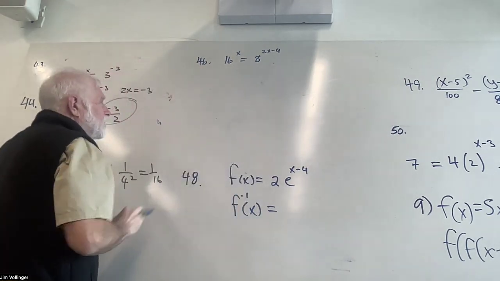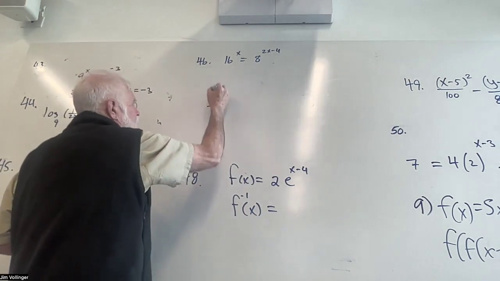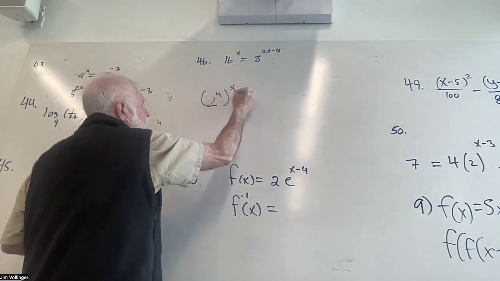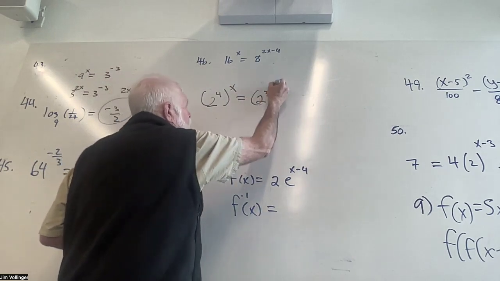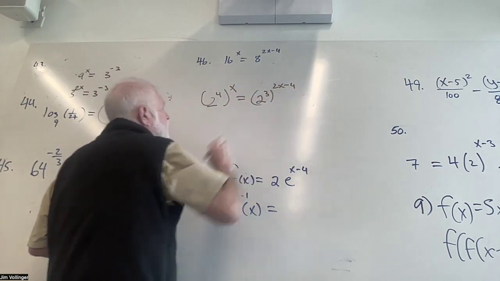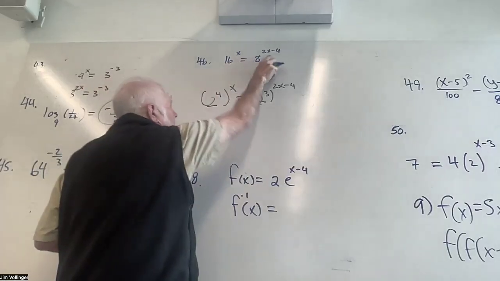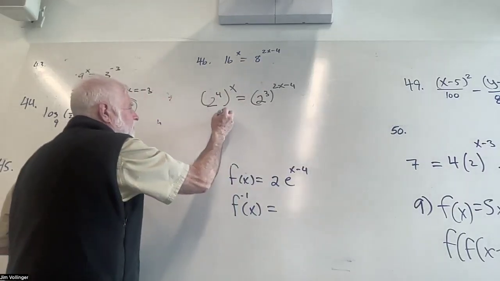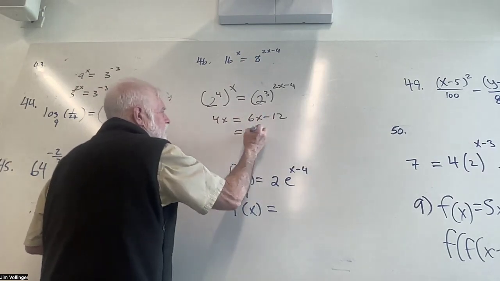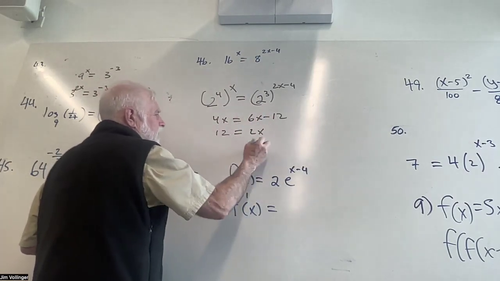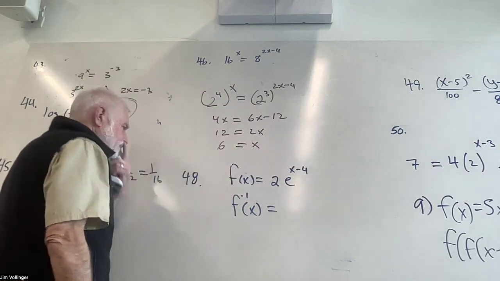Okay, I'm back and running. 16 to the x is 2 to the 4 to the x equals 8, which is 2 to the 3 raised to the 2x minus 4. I'm after the exponential activity here. That makes these equal. So therefore, 4x equals 6x minus 12. So 2x equals 12. Looks like x equals 6 works.